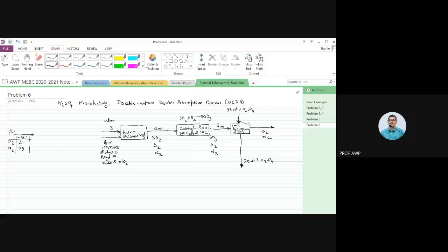But we will consider one more complication. Do you think atmospheric air has only nitrogen and oxygen? Forget other gases, forget carbon dioxide, forget argon and all that. There is one more component along with this oxygen and nitrogen. What is that component? Water. It is not liquid water, it is water vapor.